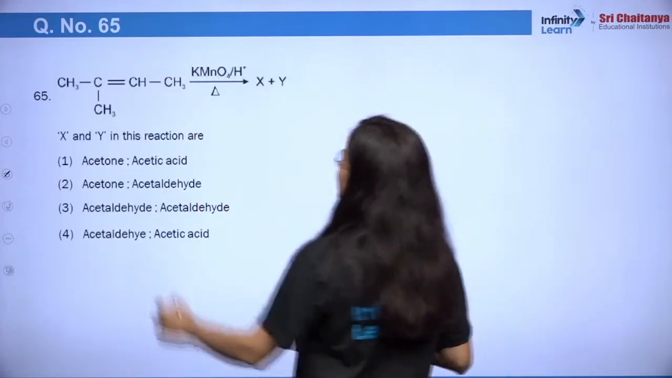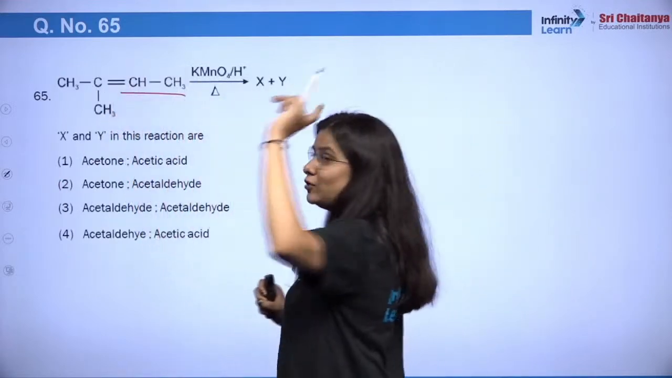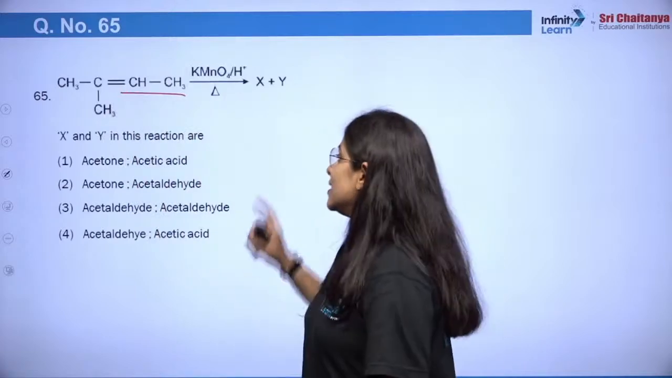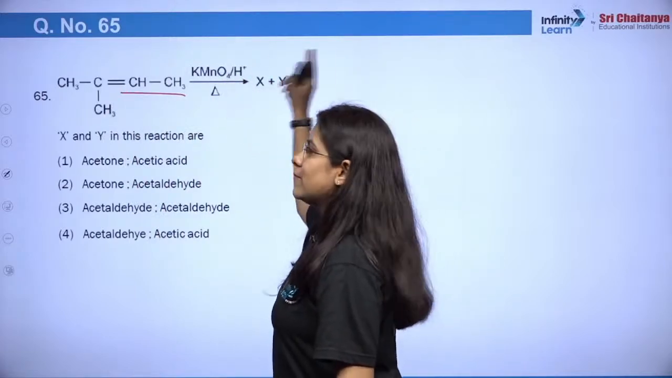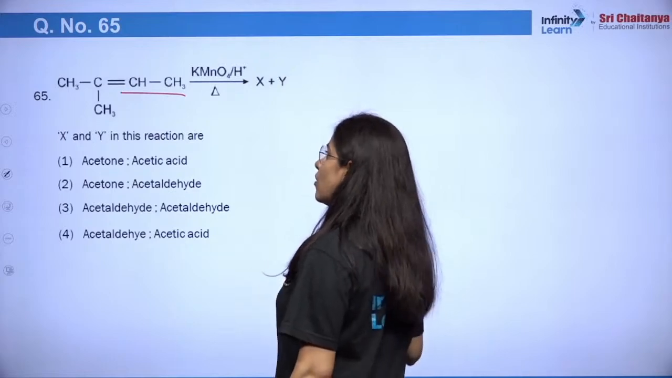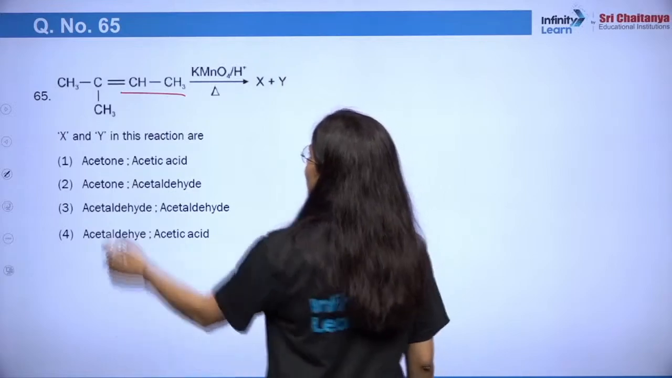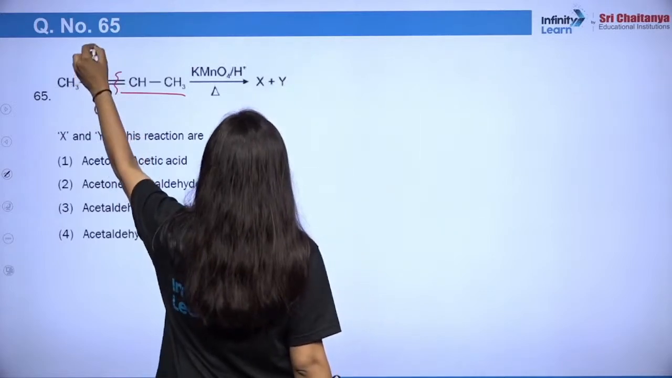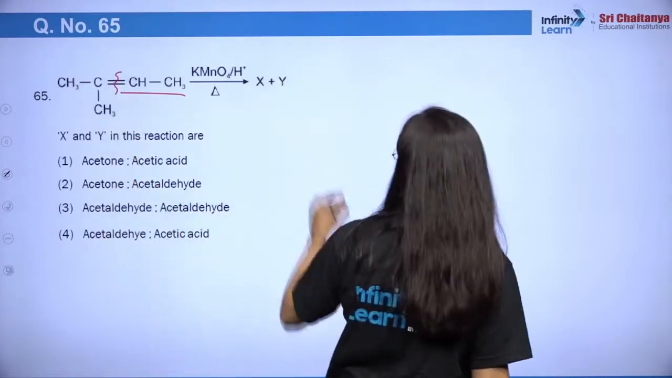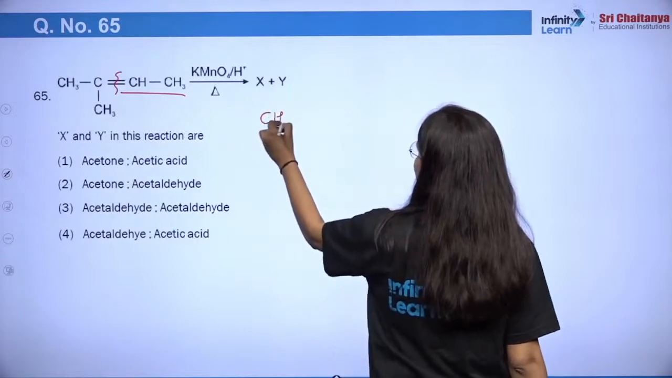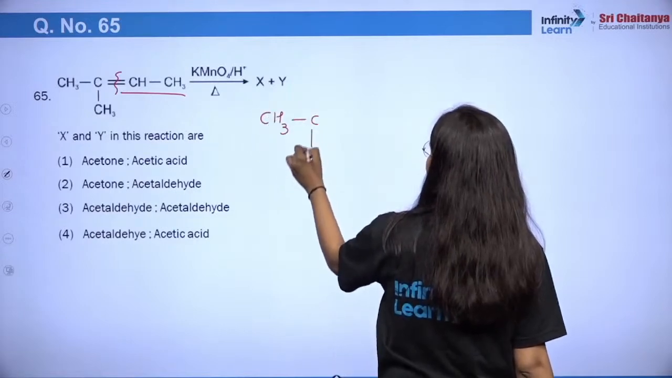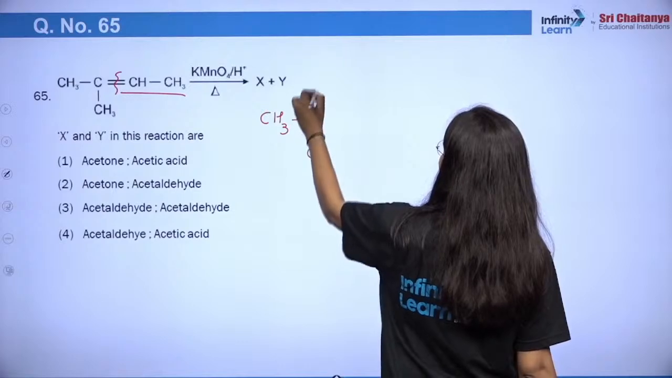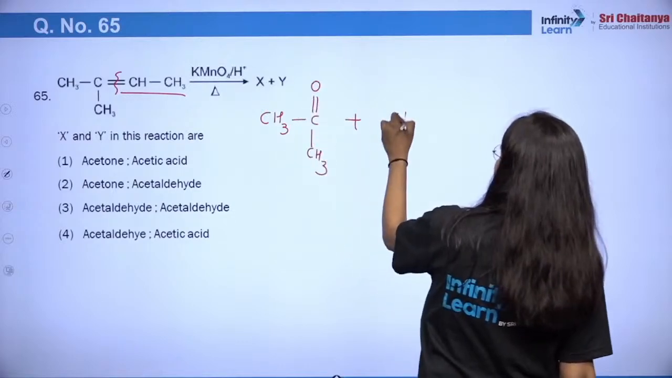Next, this reaction also I took in the PYQ series. So we have acidic KMnO4. What happens? It is a strong oxidizing agent. So this bond will be broken, and we can add O on both the sides. So this bond will be broken, and I'm actually adding double bond oxygen on both the sides.